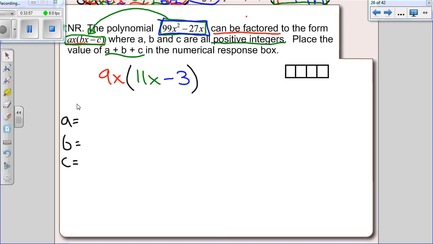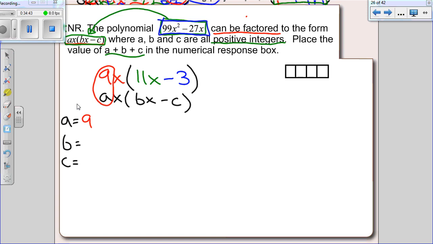So what I like to do is I take my answer and right below it, I write out the form they said I should be in. And what that's going to help me do is identify what A, B, and C all equal. A is usually easy. 9 and A, see how they match up perfectly? A equals 9. The B, people usually find pretty easy. 11 and B, they line up perfectly. B equals 11.